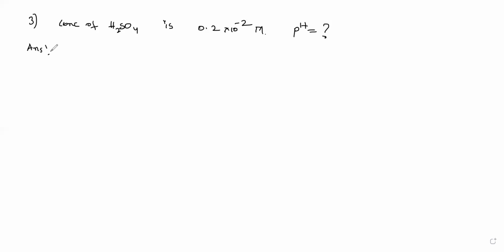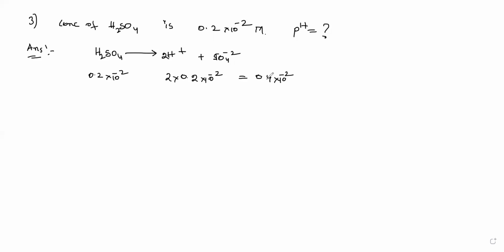So in this case, how to write the answer? Generally, first of all, we can write that H2SO4 decomposes into 2H plus and SO4 minus 2. The concentration of this one is 0.2 into 10 to the power of minus 2. That's why this is also 2 into 0.2 into 10 to the power of minus 2. Then we can get 0.4 into 10 to the power of minus 2. In this problem, we should multiply by however many H plus ions are given. That's why here it is 0.4.